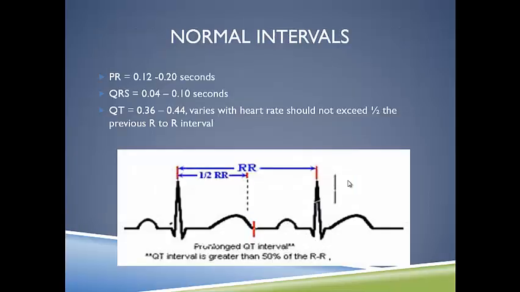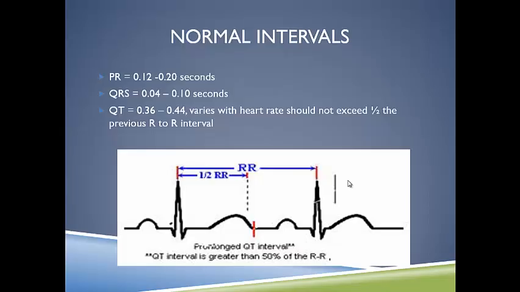What are our normal intervals? So this is something that you have to memorize. And to determine whether you have a normal rhythm or a dysrhythmia, you have to be able to measure your intervals. Your PR interval is 0.12 to 0.20 seconds. Your QRS is 0.04 to 0.10 seconds. Your QT interval is 0.36 to 0.44 seconds.